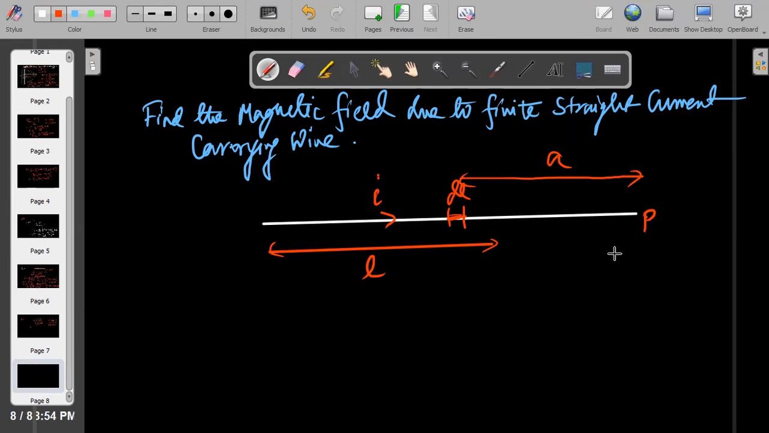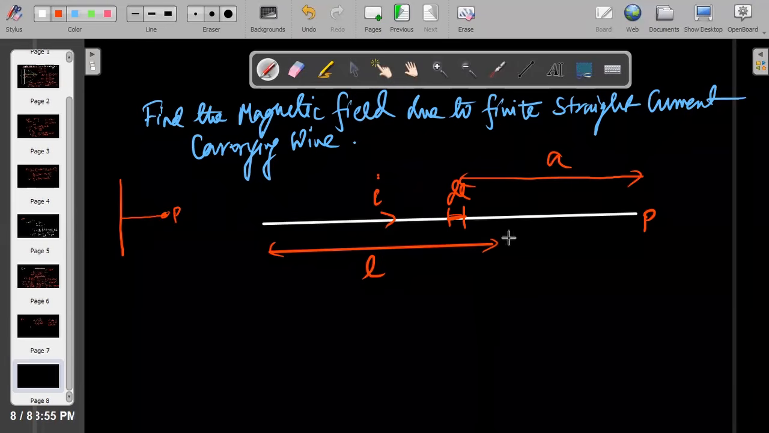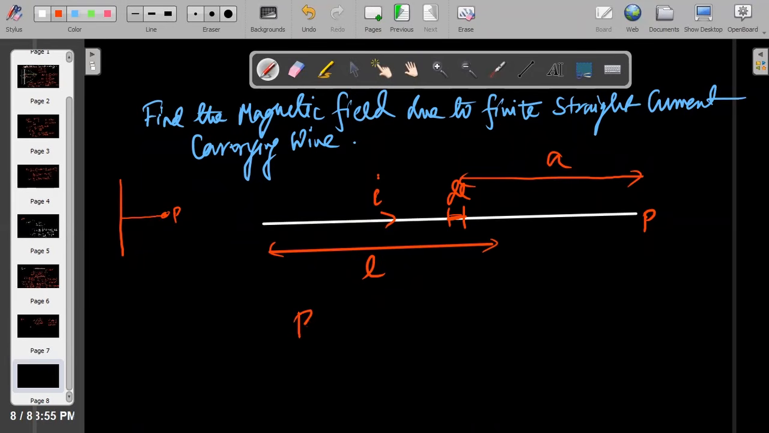We are taking a finite straight current carrying wire and we need to find the magnetic field due to it. We are placing the point P in the direction of the straight current carrying wire. Previously P was placed here, perpendicular to the wire.